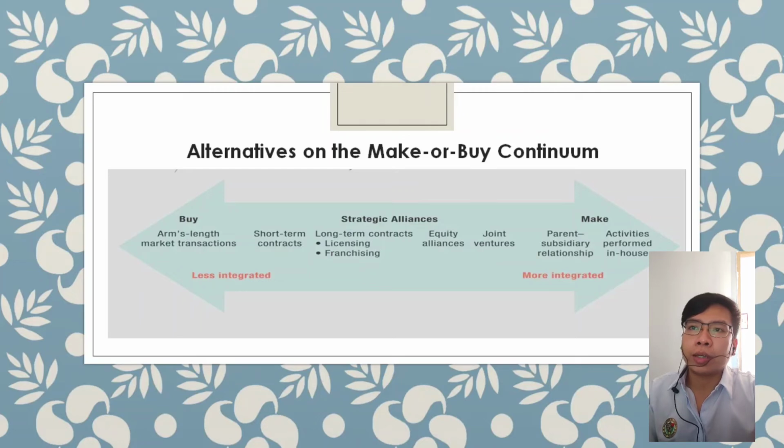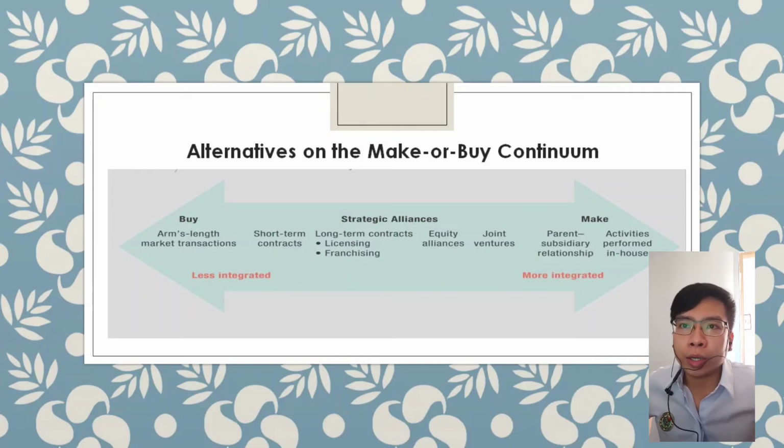Alternatives on the make or buy continuum. The make and the buy choices anchor each end of the continuum from market to firms. Several alternative hybrid arrangements are in fact available between these two extremes. Moving from transaction in the market to full integration, alternatives include short-term contracts as well as various forms of strategic alliance and parent-subsidiary relationship.